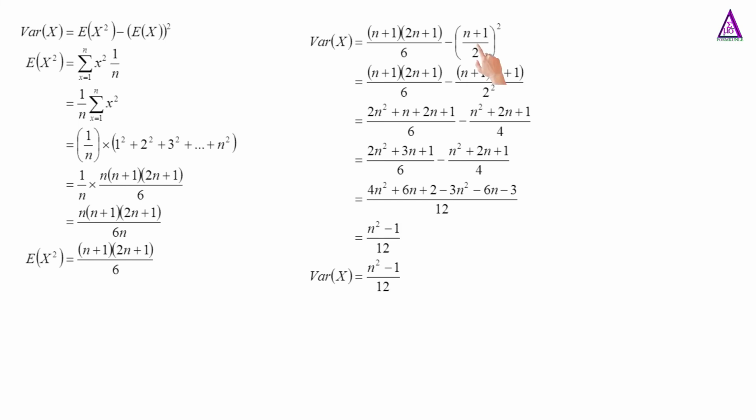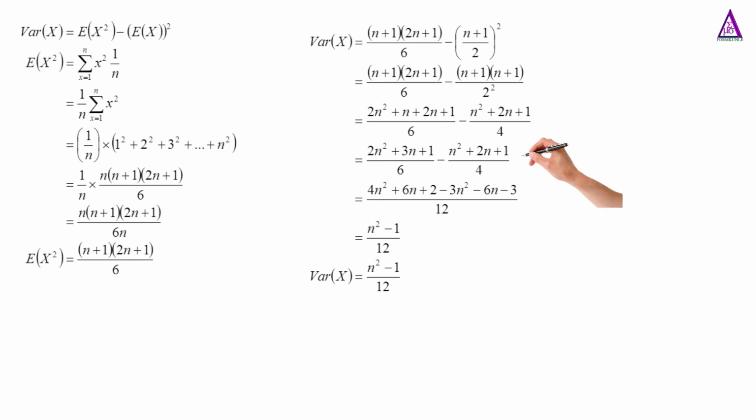When we expand ((n plus 1) divided by 2) all squared, we have equation 2, which is (n plus 1)(2n plus 1) divided by 6 minus ((n plus 1) divided by 2) squared. By opening the brackets up, we have (2n squared plus n plus 2n plus 1) divided by 6 for the first one. For the second one, minus (n squared plus 2n plus 1) divided by 4.